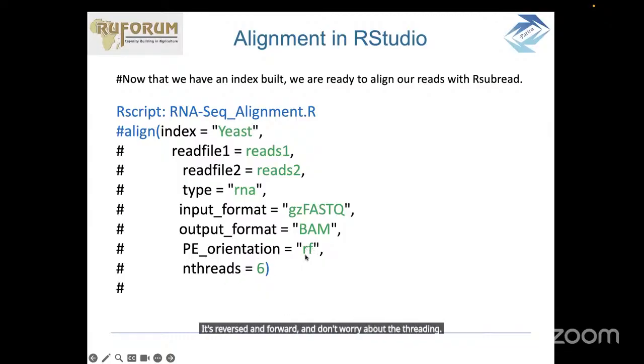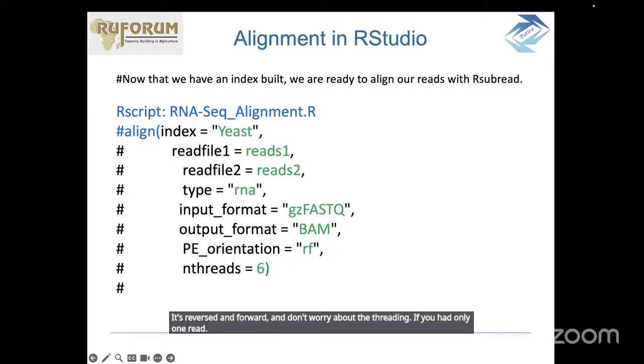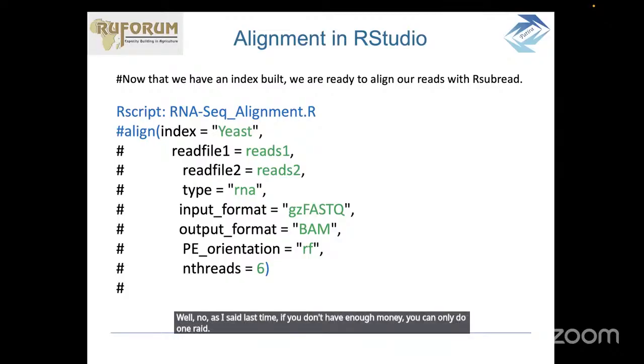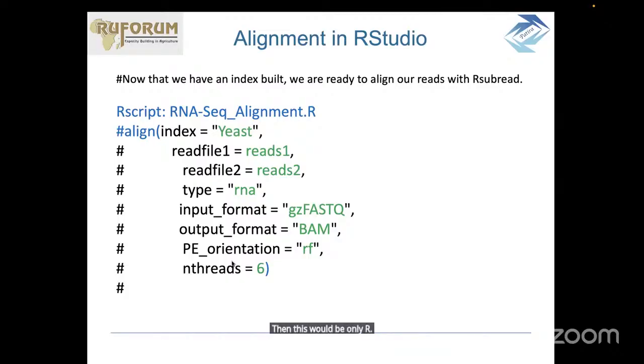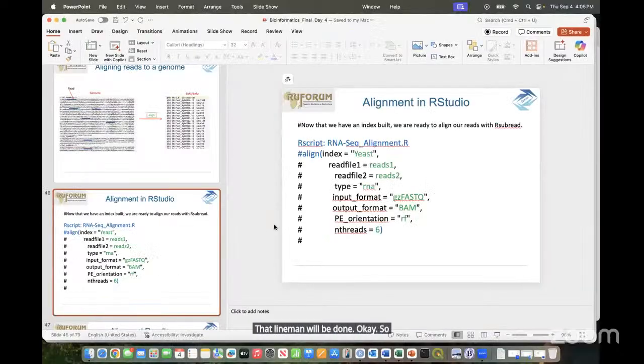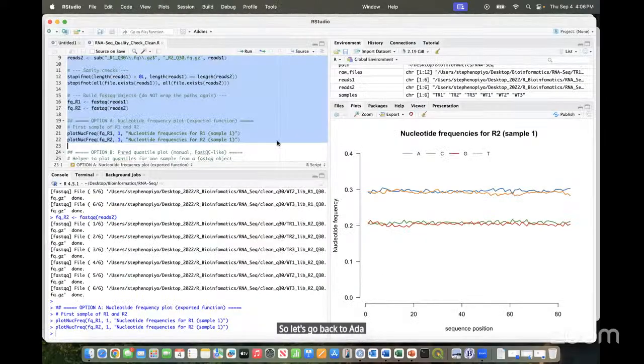If you had only one read, as I said last time, if you don't have enough money, you can only do one read. Then this will be only R or F, depends on which side. But we have two reads, so we have reverse and forward, and then after that, the alignment will be done. Okay. So I want to go through this before we do our RStudio. So let's go back to RStudio.